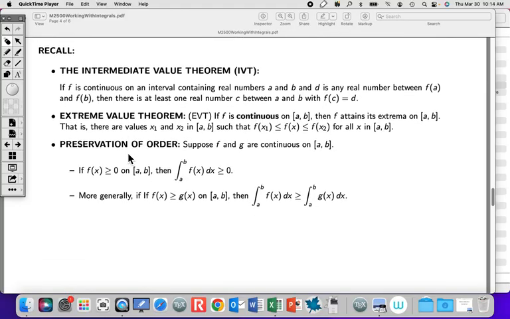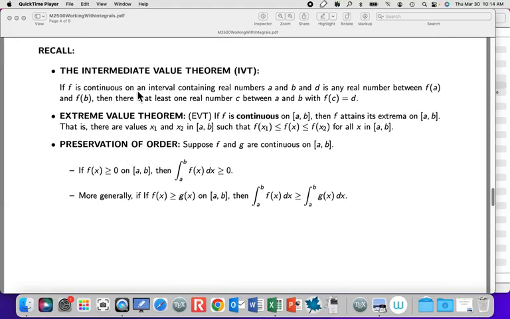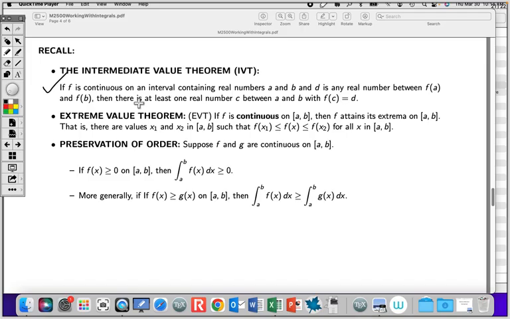Now the big power tools that come into this: we've got the intermediate value theorem, which says that if little f is continuous on an interval containing a and b, then intermediate outputs, values between f of a and f of b, come from intermediate inputs, a number between a and b. We're also going to use the extreme value theorem, which says that if f is continuous, then f is going to achieve its maximum and minimum. And then preservation of order for the integrals.